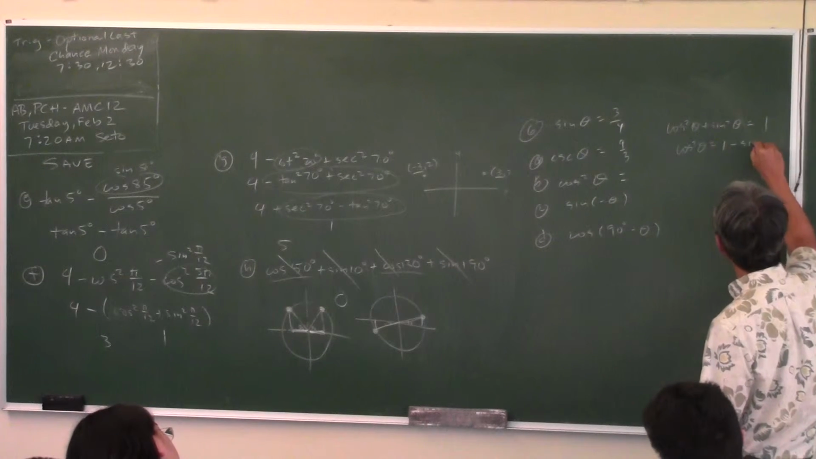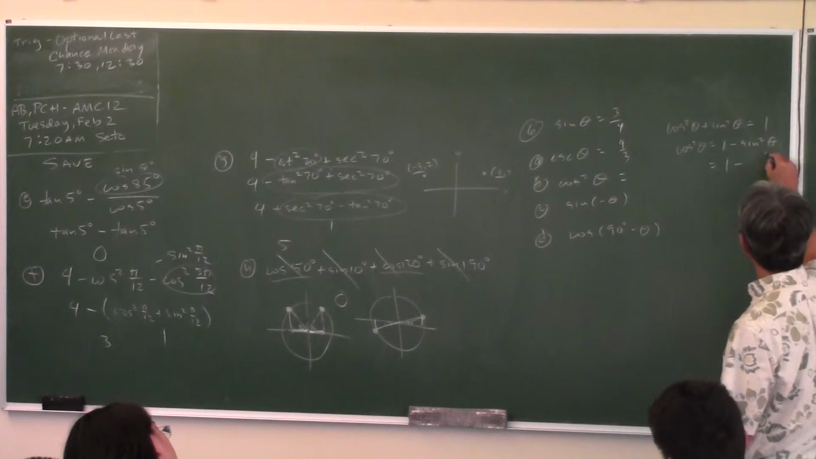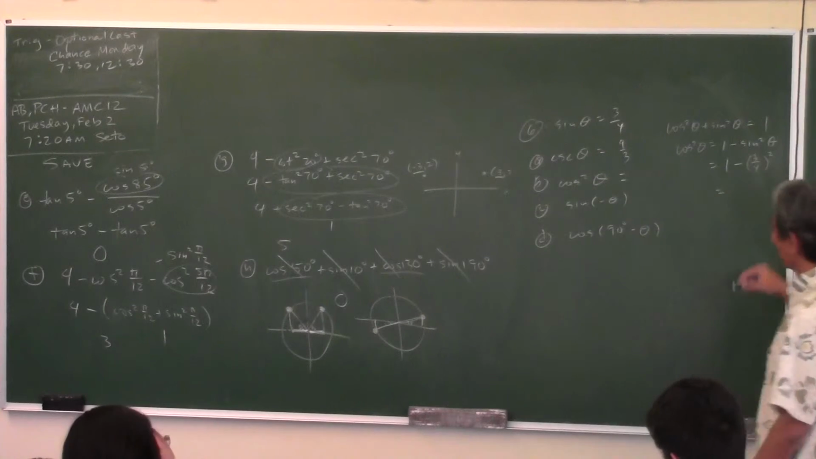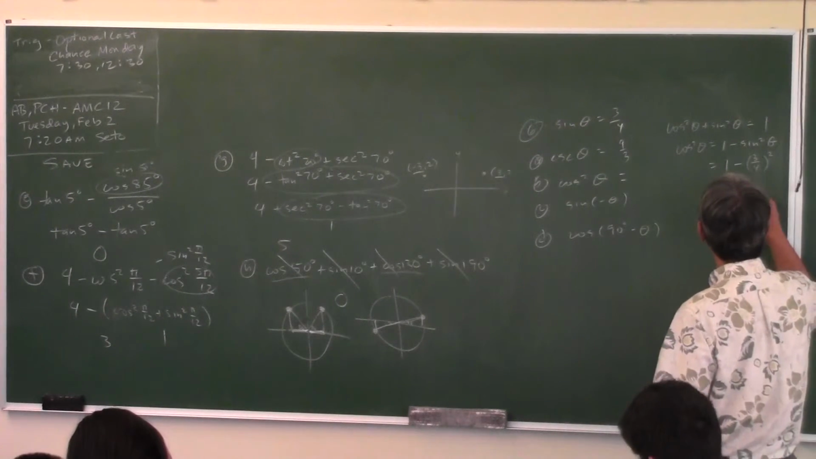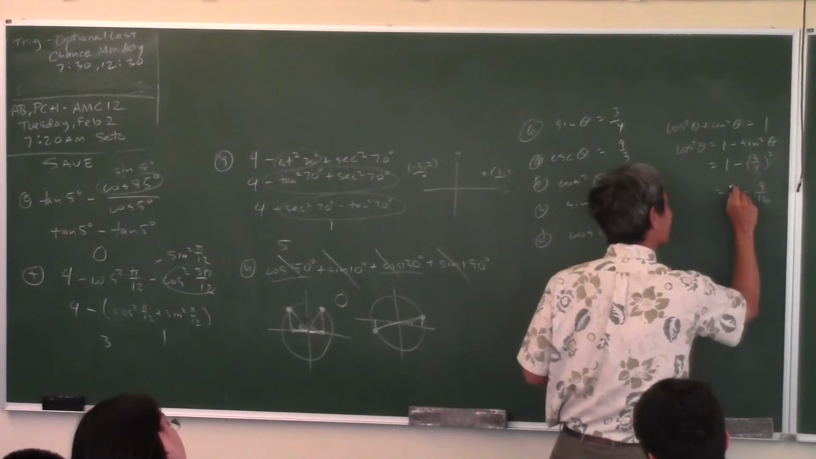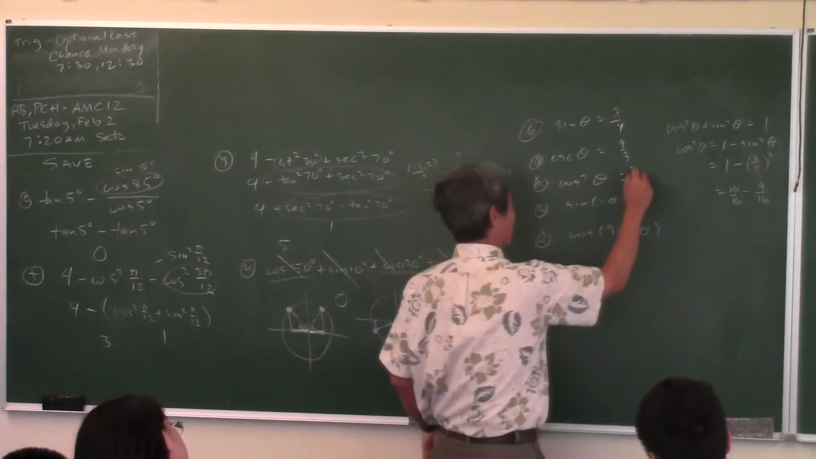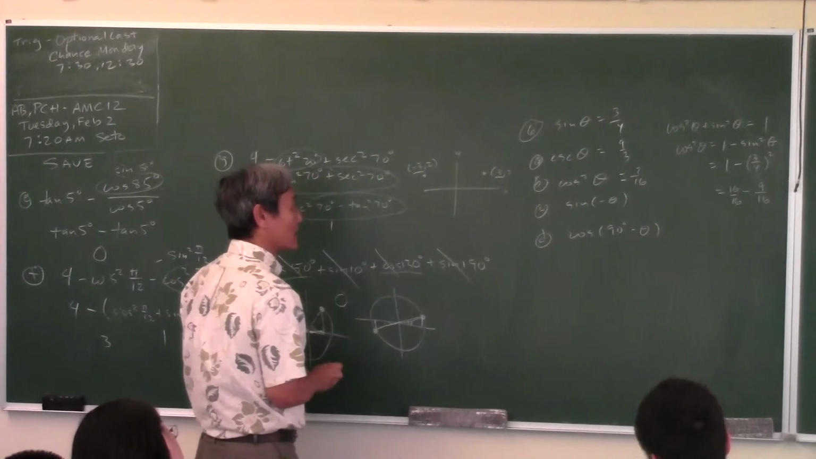1 minus sine squared. Hey, but I know sine theta is 3/4, so this would be 3/4 squared. And what is 3/4 squared? 9/16, so I get 1 minus 9/16. Change the 1 to 16 over 16, and so we get 7/16. This is right out of the book, people.